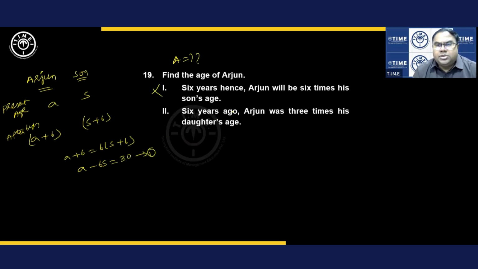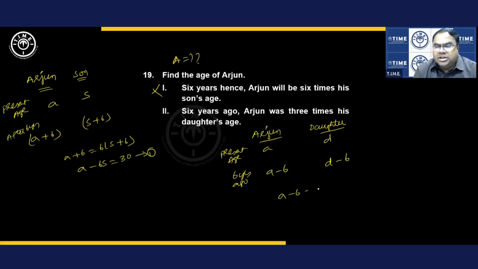One equation, two unknowns. Second statement, 6 years ago, Arjun was 3 times his daughter's age. Arjun's present age A, daughter's present age D. Right? This is the present age. 6 years ago, Arjun will be A minus 6, daughter will be D minus 6. Arjun is 3 times daughter's age. A minus 3D is minus 12. Second equation.